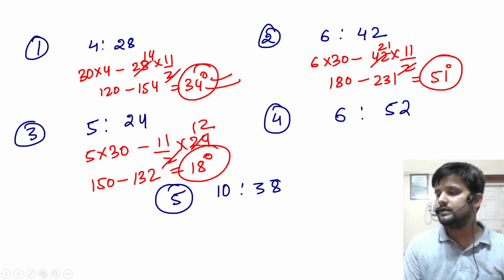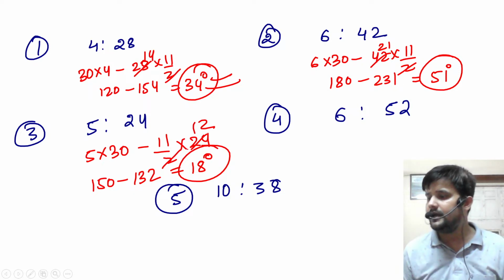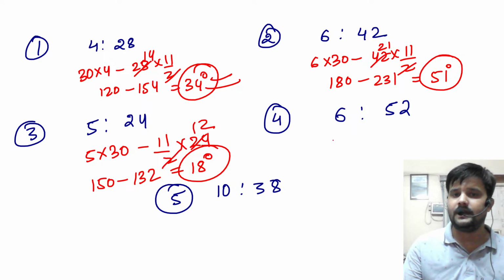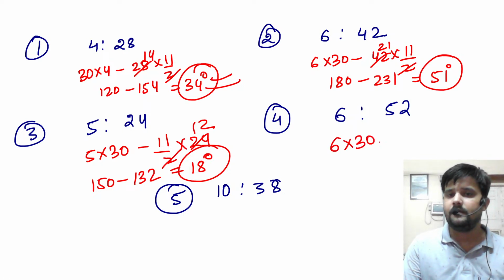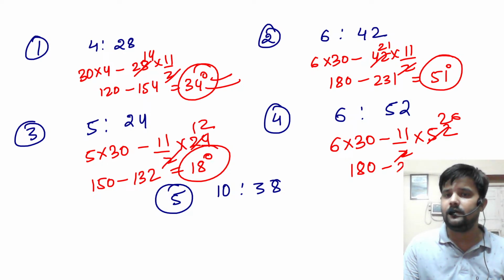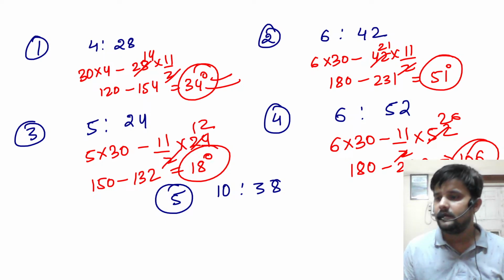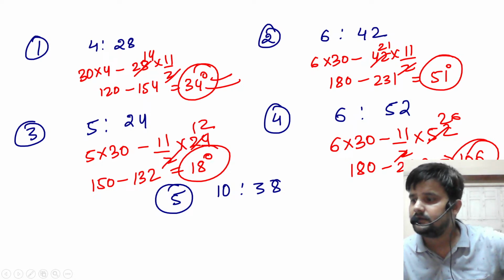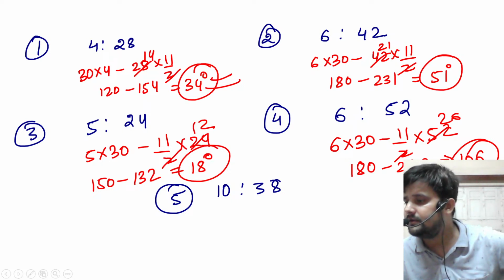Okay, the fourth answer given by Sumit and Devsan is 106. Okay, let's verify it. 6 into 30 minus 11 by 2 into 52. So it is 180 minus, it is 26 into 11, which will give you 286, I think. It is 106. So the answer for question number 4 is 106. Everyone is correct, whoever answered it.